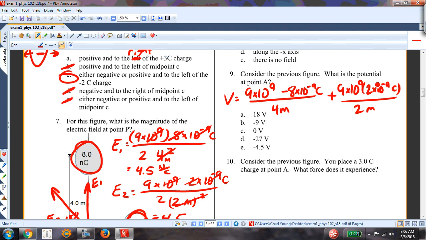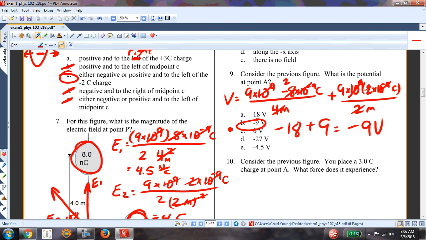I can cancel some things. These go away. That becomes 2. I'm left with minus 18 plus 9, negative 9 volts. So the potential there is B. Notice that when I'm calculating the potential, which is a scalar quantity, I have to leave that negative in. The negative doesn't denote a direction.